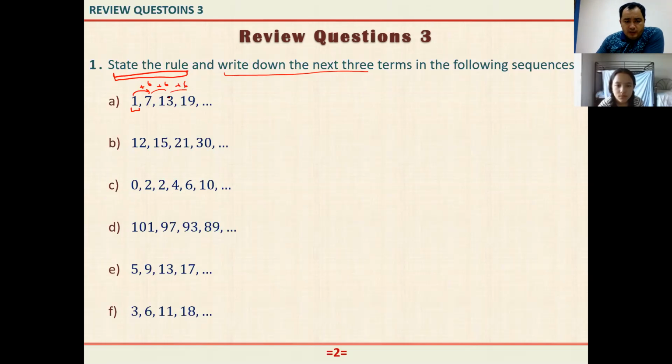Okay, so what is the rule here? Start with 1 and add 6 to get the next term, right? That's the rule here. So now since we know the rule, to get the next term, I should just add 6 to this term. That is 19. 19 plus 6 is 25. 25 plus 6 is 31. 31 plus 6 is 37. It continues, but we are just asked to write the next 3 terms. That much is enough. Okay? So now can you do question B?